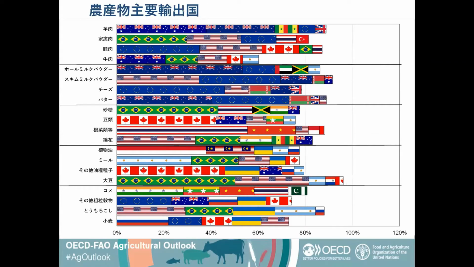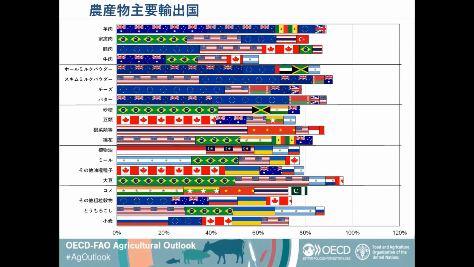On the exporter side, the concentration is much higher. For almost all products, more than 70% of the exports are coming from 5 countries or regions. Mostly it's really single countries. It's not so many regions in our aggregates here. And you see the exports are coming mostly from the Americas. You have also for meat and dairy often Australia and New Zealand as exporters.